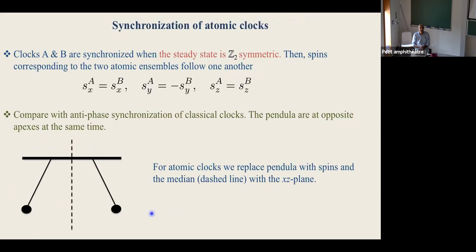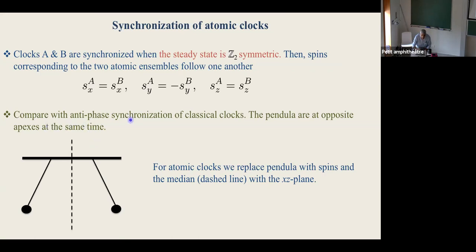So now we can give a precise definition of what synchronization of this clock means. We say that A and B are synchronized when the steady state of the attractor is Z2 symmetric. Then the two spins repeat one another: by the motion of one, you know exactly what the other is doing.